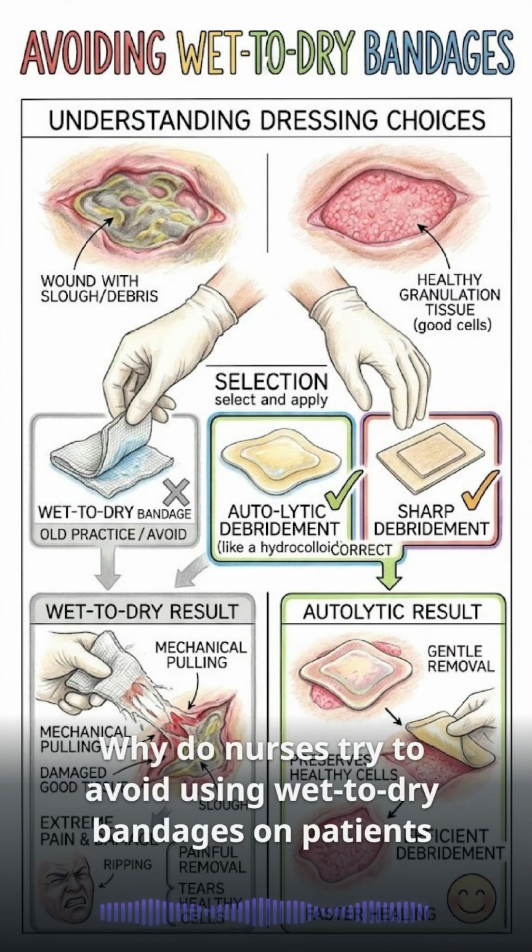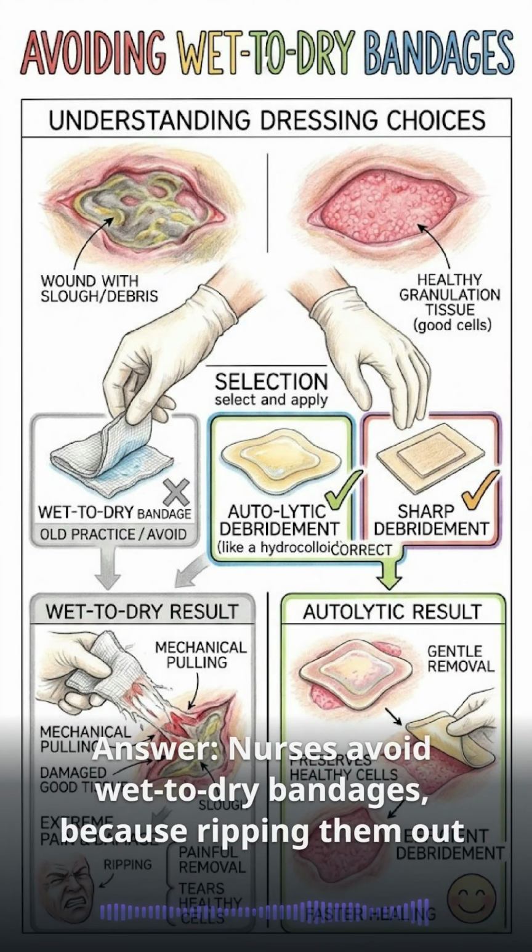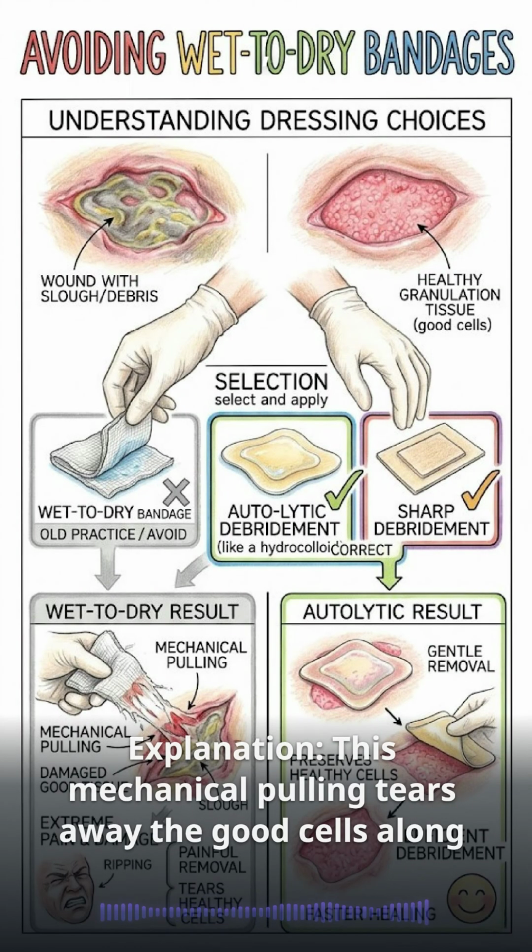42. Why do nurses try to avoid using wet to dry bandages on patients right now? Nurses avoid wet to dry bandages because ripping them out causes extreme pain and damage. This mechanical pulling tears away the good cells along with the bad slough.